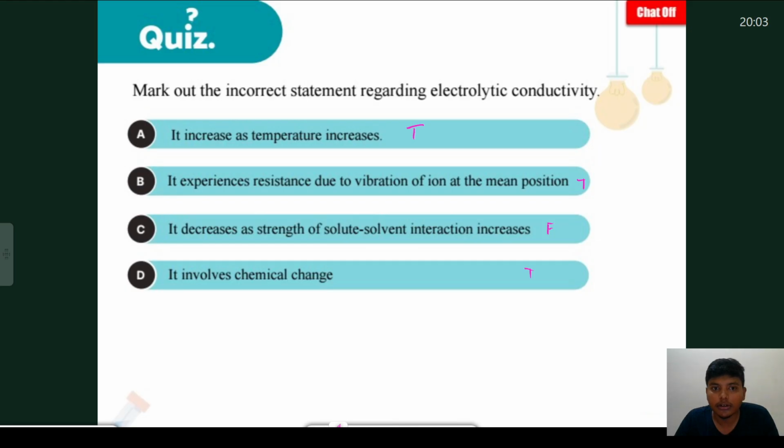Oh, wait a second. It decreases strength of, no. If solute and solvent interaction is more, then strength decreases. Conductivity will be decreased. If solute-solvent interaction is more, then the ions will not move.